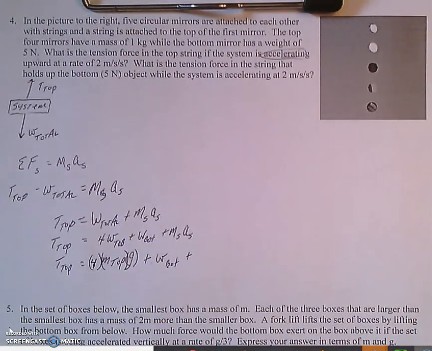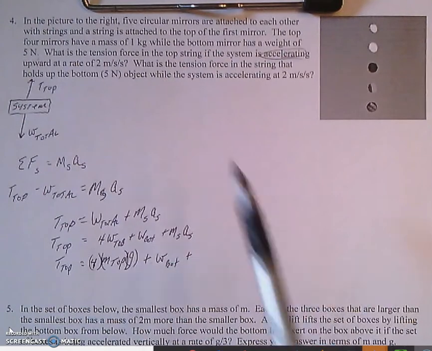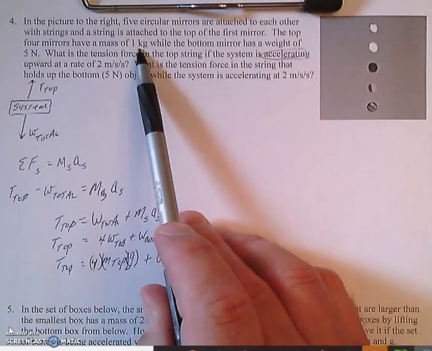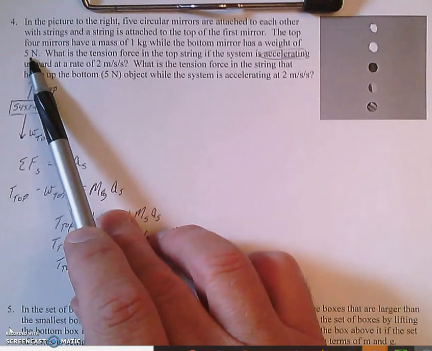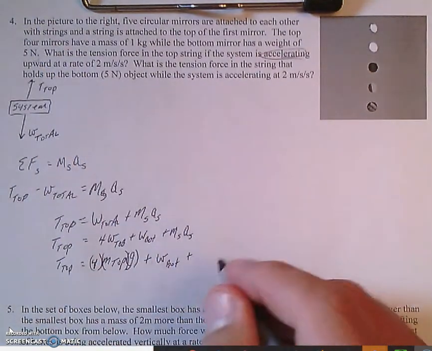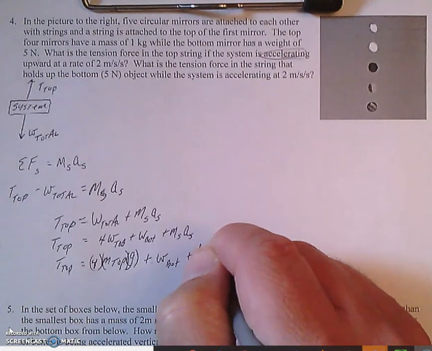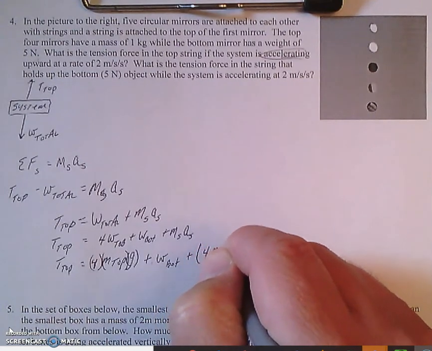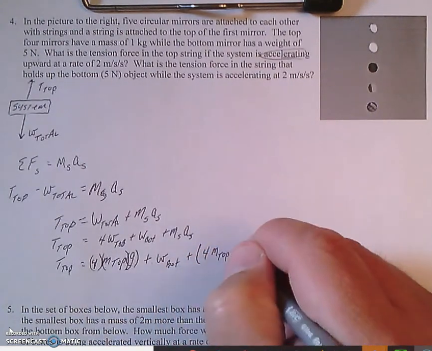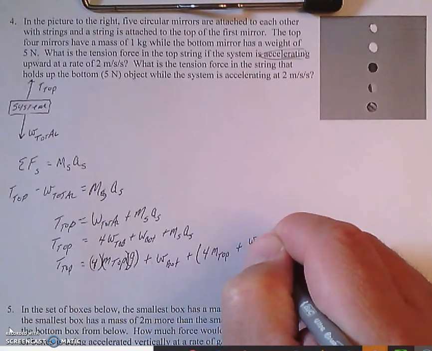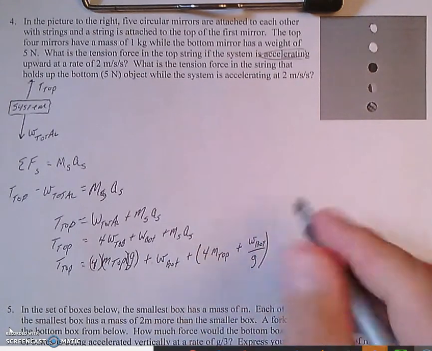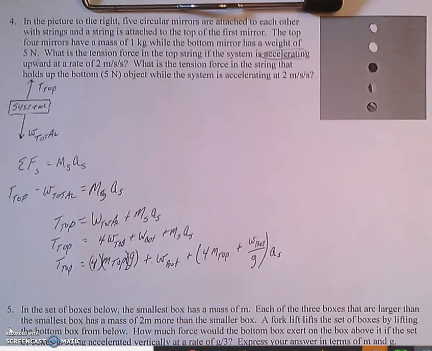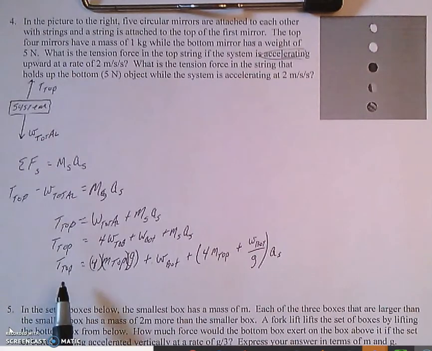So now, do we know the mass of the system? Well, kind of. It's 4 times the mass of the top plus the mass of the bottom. The mass of the bottom is that weight divided by g. So the mass of the system is 4 times the mass of the top object plus the weight of the bottom divided by g. There's the mass of the system times the acceleration of the system. So we're trying to find this.